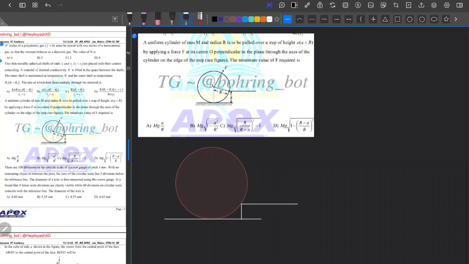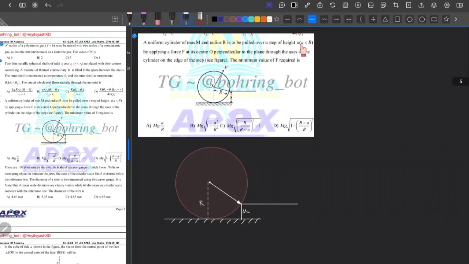So this is a diagram, right? That was a diagram. So this is a radius, this is the center of this uniform cylinder, right? This is the radius, and you know this distance is, how much is it? This distance is a, this distance is a, and this distance is also the radius, say R. This is also R.